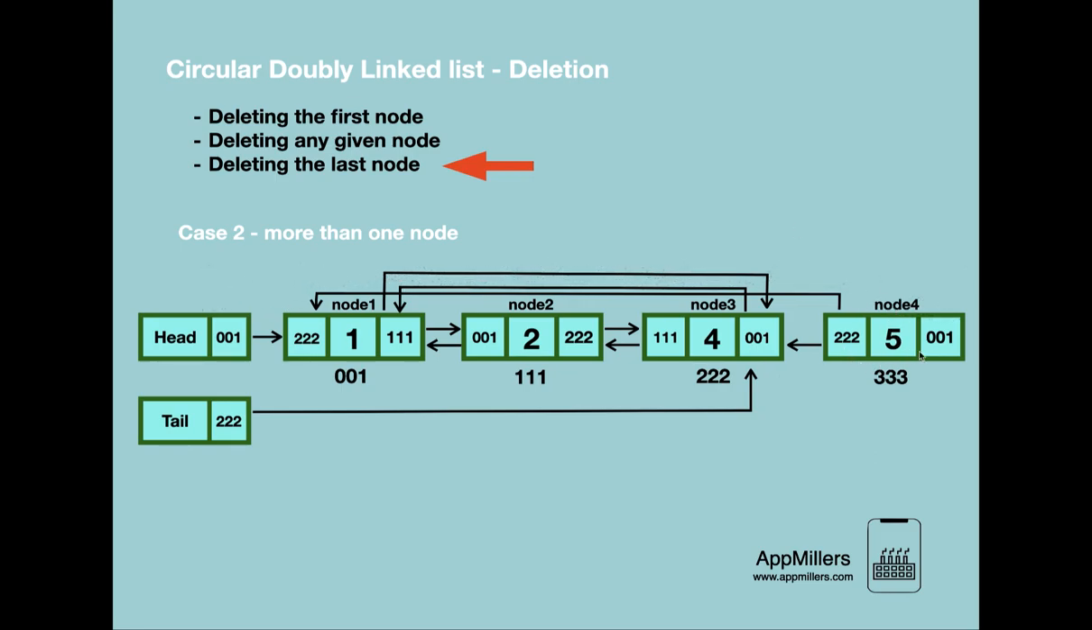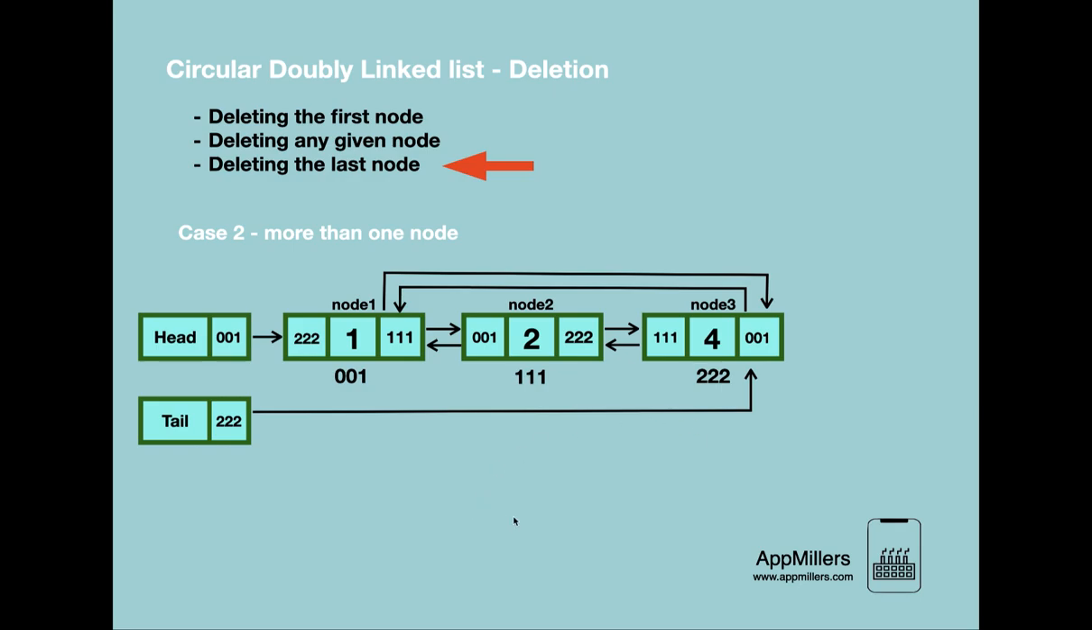Now as you see, there is no reference that points to node 4, which means that node 4 becomes eligible for garbage collection. So the garbage collector comes and destroys this node over here. So with this, we have successfully deleted the node from the end of a circular double linked list, in which we have more than one node in our list.